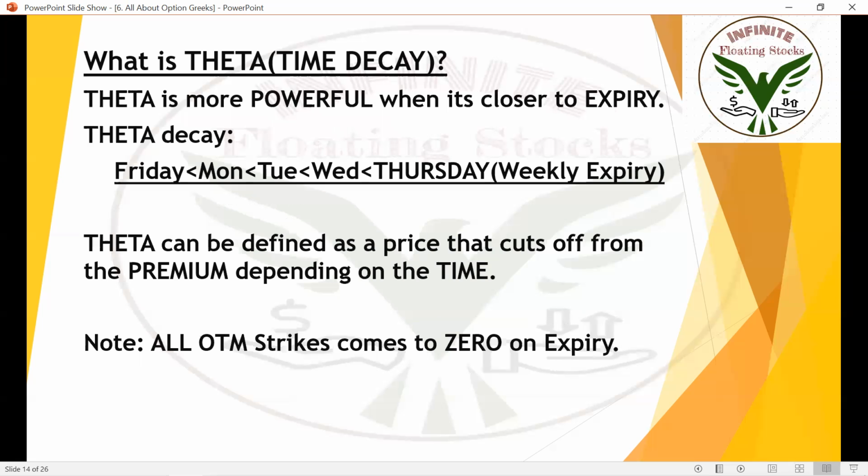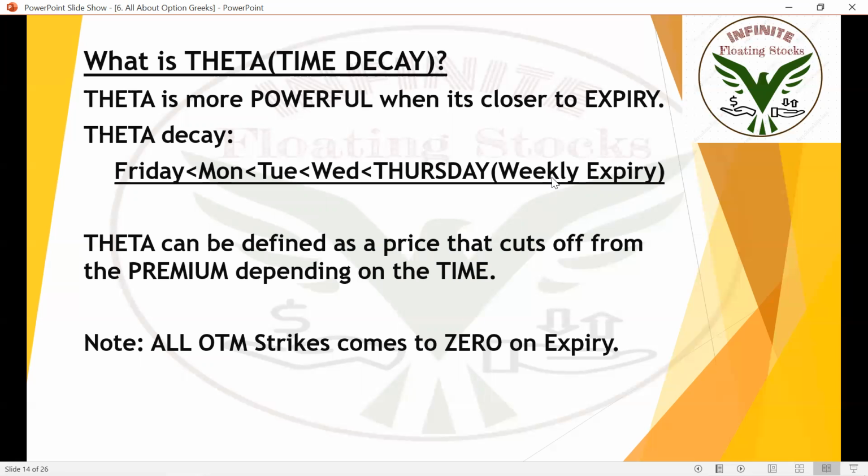Look at this slide. Theta is more powerful when it's closer to expiry. Let's look at the theta decay graph. On Friday, there won't be any theta decay, and compared to Friday, there will be more time decay on Monday, and compared to Monday, more on Tuesday, and compared to Tuesday, more on Wednesday, and compared to Wednesday, even more time decay on Thursday, because Thursday is weekly expiry.